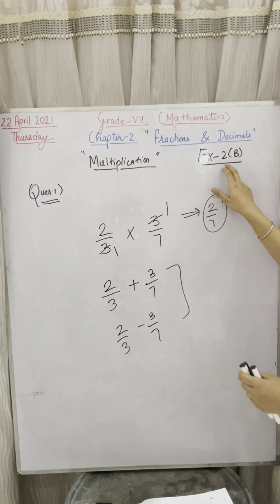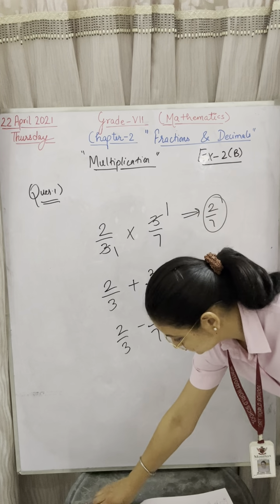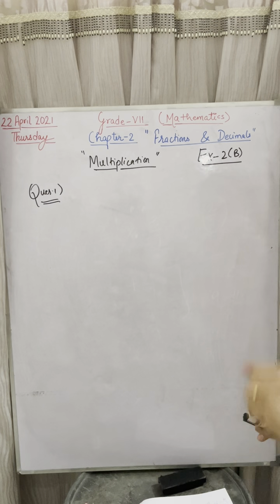Okay, so today we are going to start exercise 2B. Kindly open your books quickly. I'll give you some questions side by side. Okay, I'll ask you how we can take out the answer of this fraction. Okay, question 1.